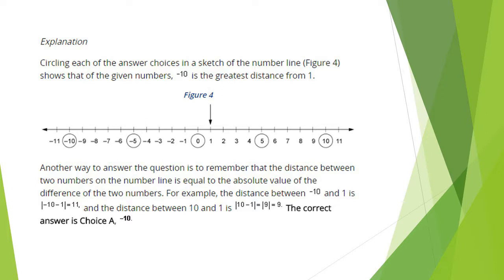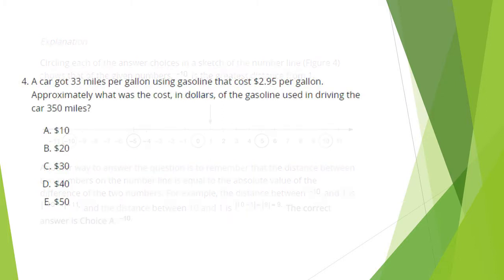For example, the distance between -10 and 1 is the absolute value of -10 minus 1, which equals 11, and the distance between 10 and 1 is the absolute value of 10 minus 1, which equals the absolute value of 9, which equals 9. Let's try another one. Follow along as I read the question.